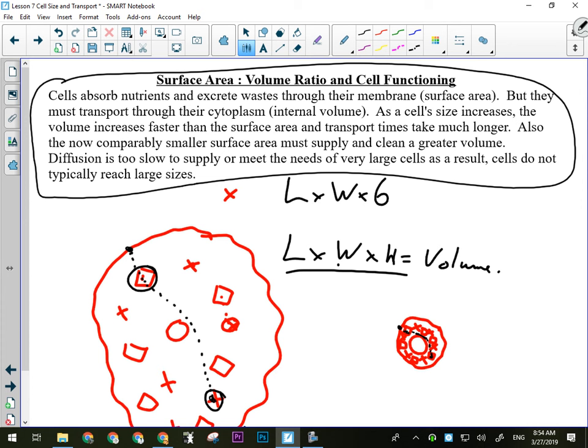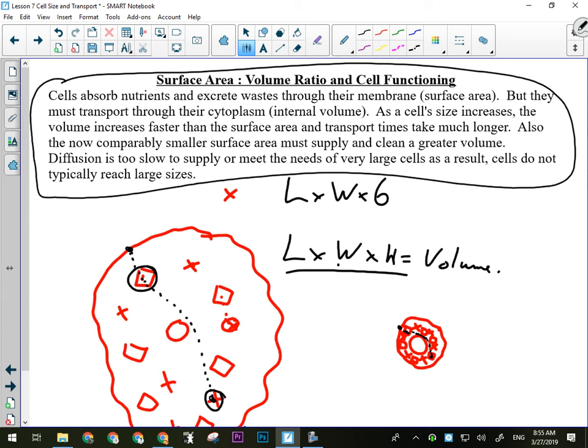As a cell size increases, the volume increases faster than the surface area, and transport times take much longer. Also, the surface area is now comparably smaller. Even though the surface area has gotten bigger, its ratio compared to the volume is now smaller. Does everyone kind of follow me there? Even though it got bigger, the volume got bigger a lot faster. So the ratio of surface area to volume is now bad.